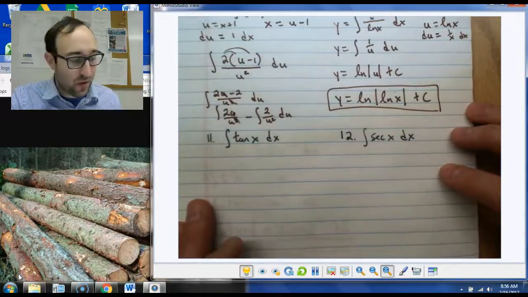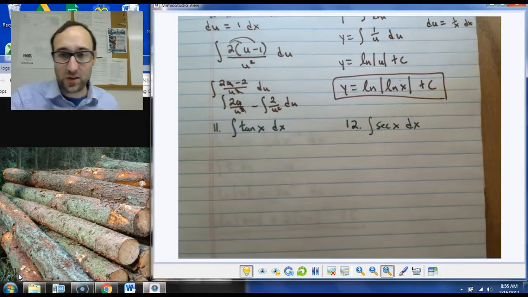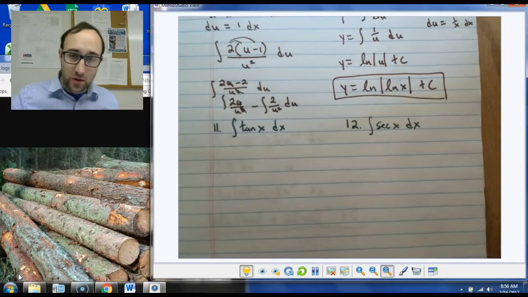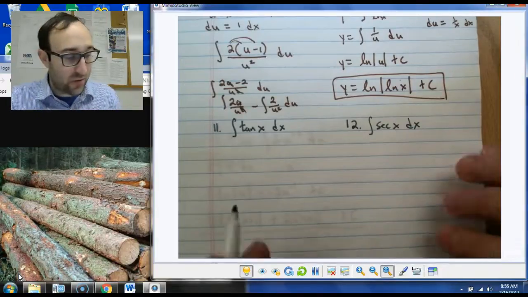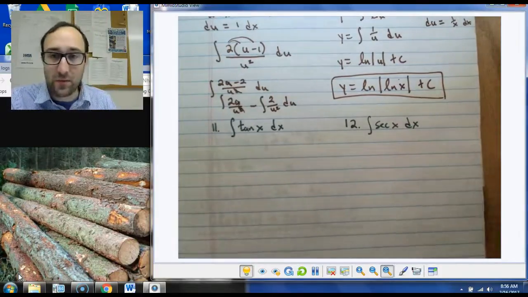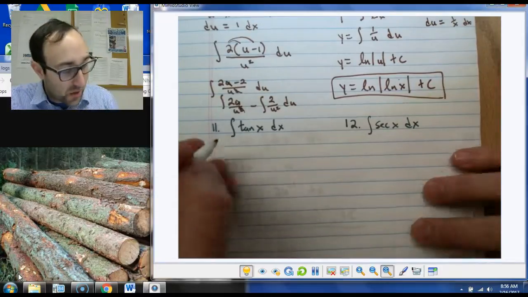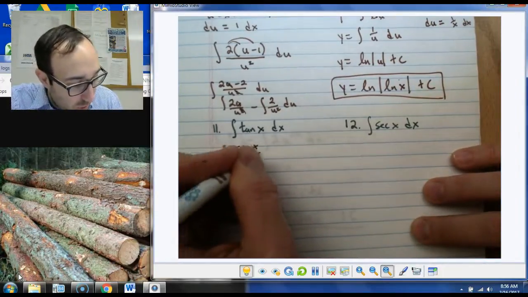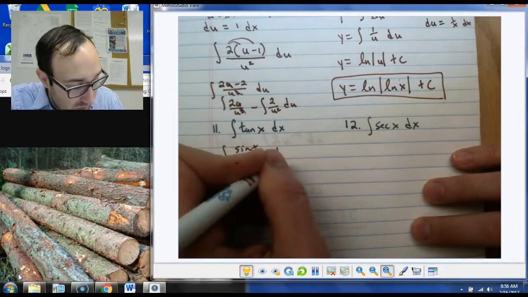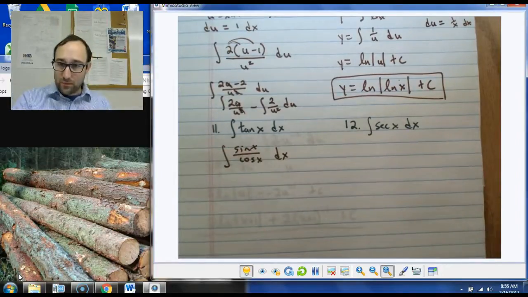All right, now let's do number 11, integral of tangent x. Now you can say, yeah, I know what that is. I can look it up in the front of the book. Of course you can. That's fine, but I want to show you some of the tricks that we can do. Because if I have something and I want to rewrite it, what is tangent? How can I rewrite this? Well, I can rewrite this as the integral of sine x over cosine x dx, right?